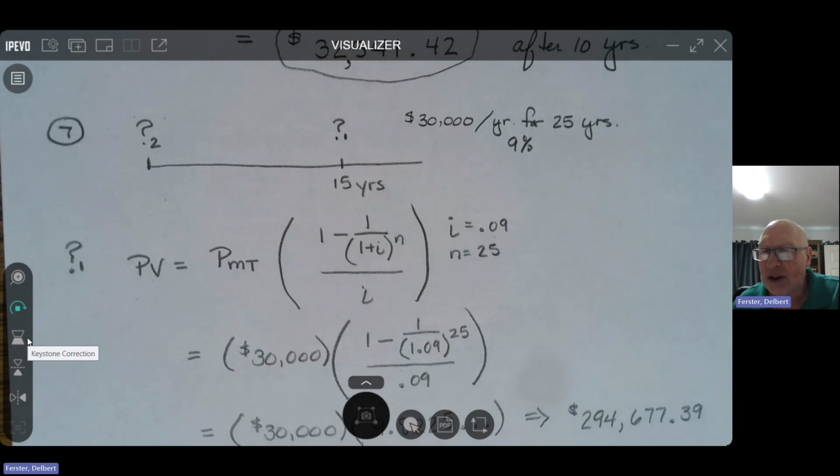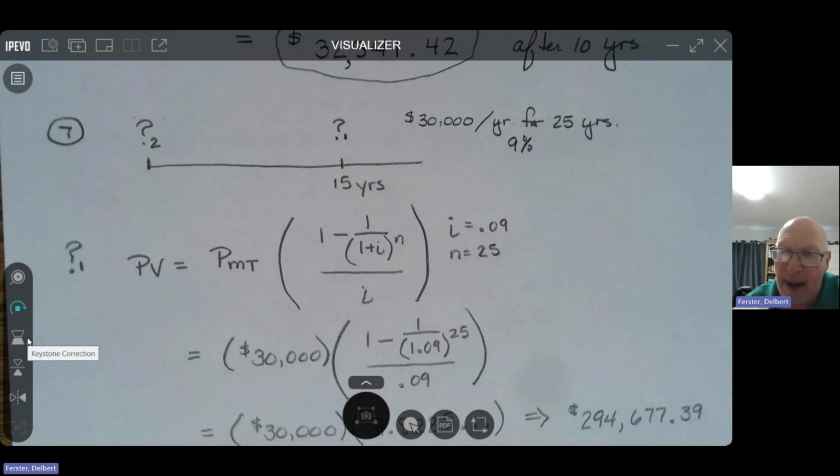As it turns out, the first thing we need to do is find the present value of that annuity. Right? In other words, if we look down the timeline, 15 years, how much does that money have to be worth? So we're going to go ahead and find the present value of that annuity that is $30,000 a year, 25 years at 0.09. So looking at what we've got, the payment amount for determining present value, $30,000. 0.09 is your value for I, and the value for N is the 25 years.